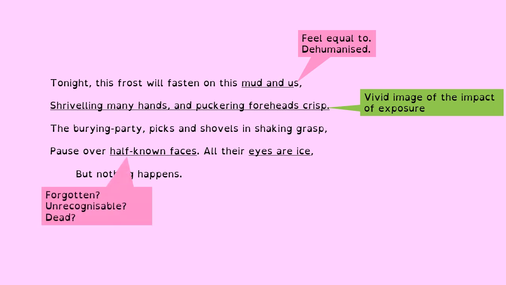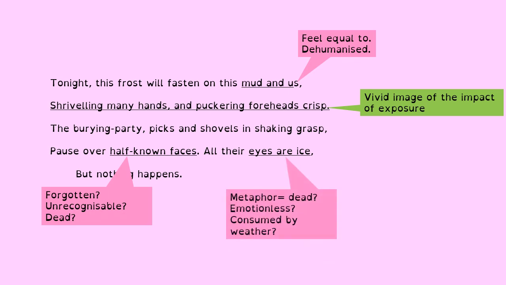The half-known faces that the narrator is talking about could be about the forgotten soldiers, so no one really remembers them. At home, perhaps, that the people in Britain are starting to lose faith in the war, so they're forgetting about them. Are they unrecognisable because of the weight they've lost or the stress that they've had to endure as a result of the war? Or is it just referring to the dead soldiers?